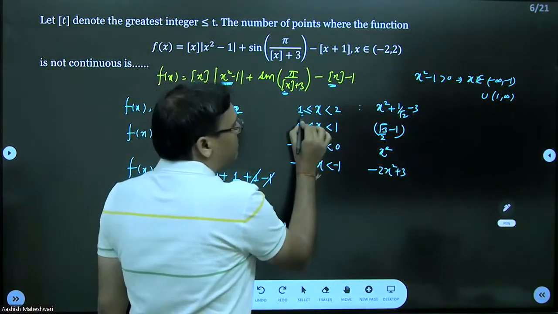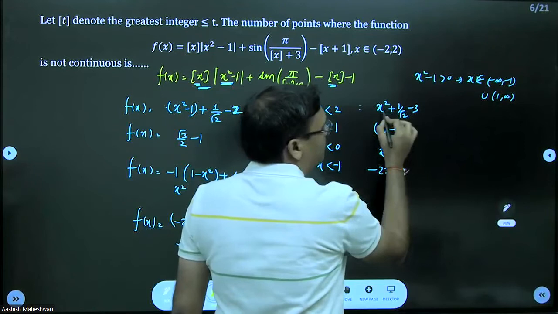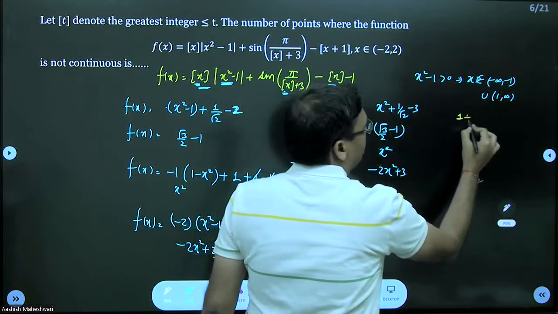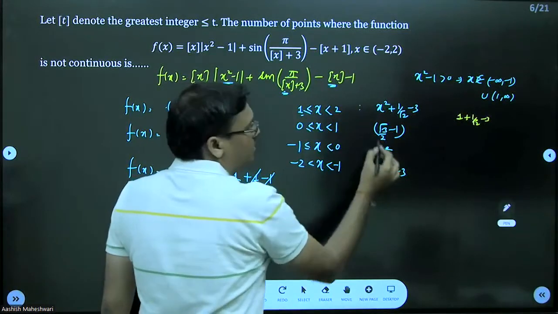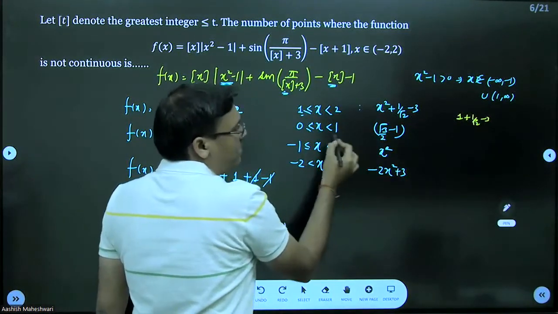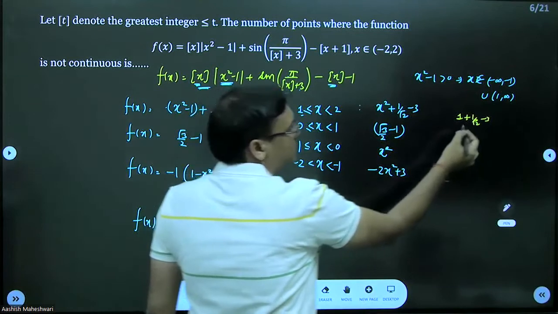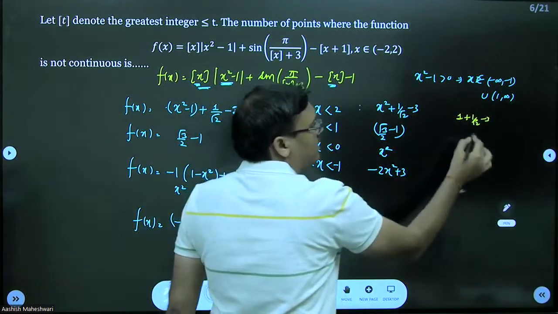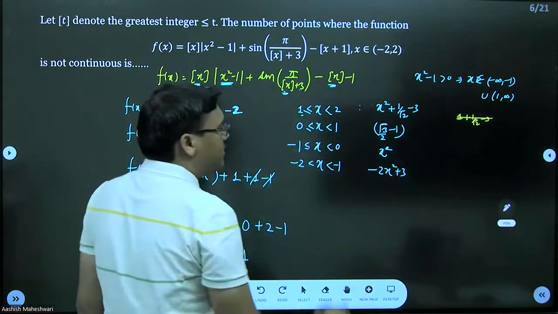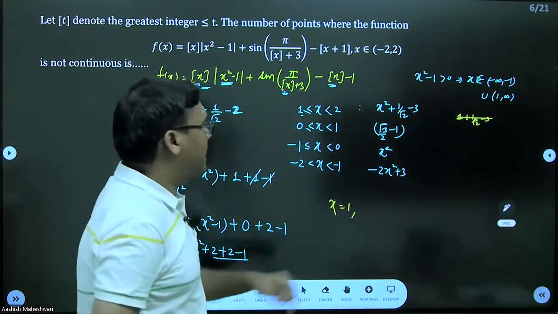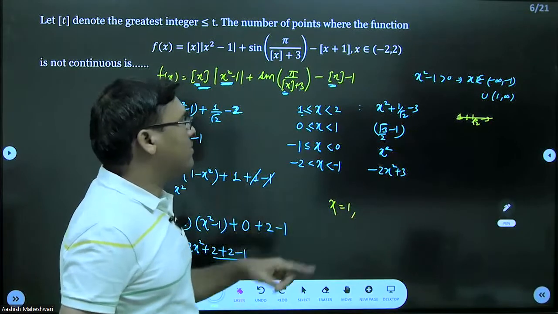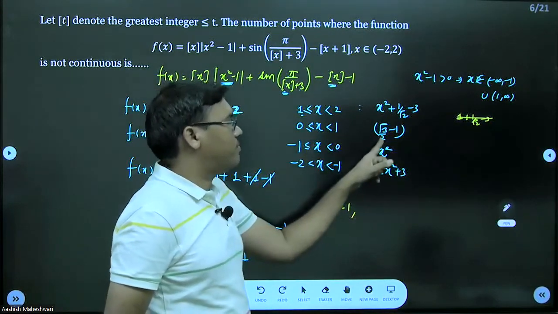1 प्लस पे इसका लिमिट क्या होगा, देखो 1 प्लस पे इसका लिमिट will be 1 प्लस 1 बाय रूट 2 माइनस 3, 1 प्लस मतलब यहाँ पर होगा, ठीक है, और 1 माइनस पे इसका वैल्यू क्या है, 1 माइनस पे इसका वैल्यू है रूट 3 माइनस 1. अभी चेक करो क्या ये दोनों वैल्यूज इक्वल हैं, नहीं हैं, ठीक है, मतलब x is equal to 1 is a point of discontinuity.